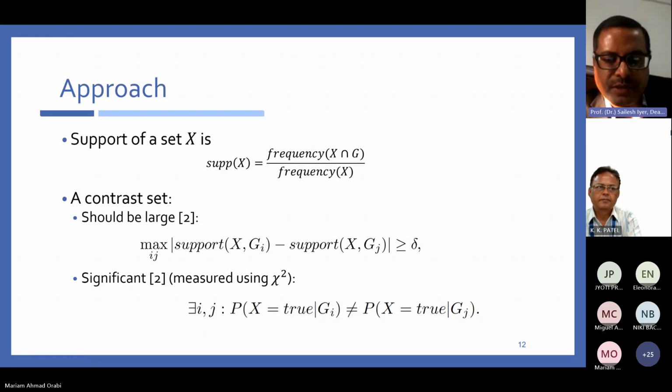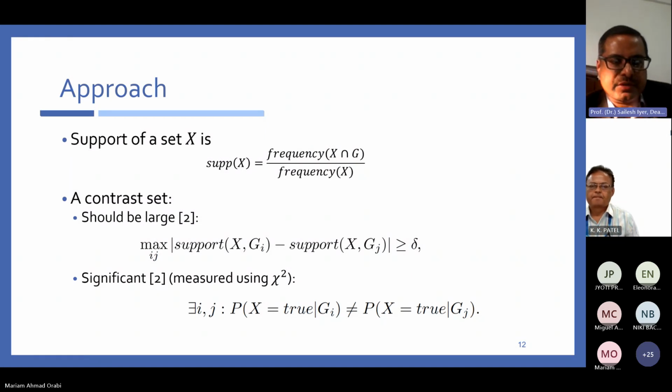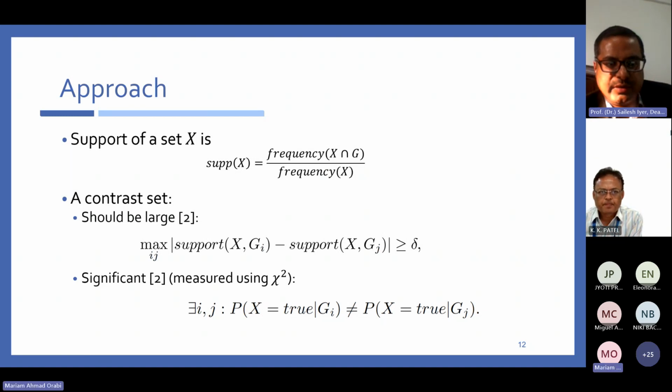Fine. So actually, this is in contrast to clustering, because this is totally different from clustering. You want to have the contrasting set of that. Yes.